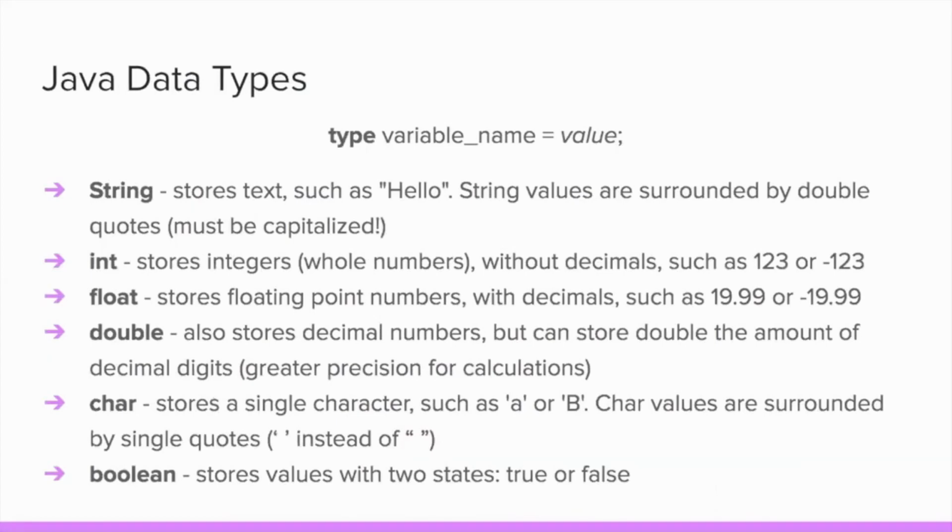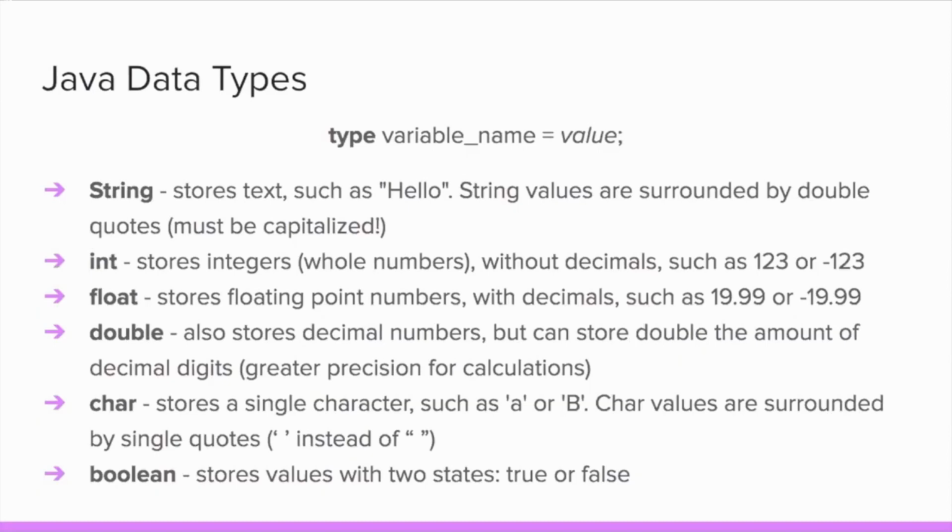In Java, we have data types, which indicate the type of variable. The way you create a variable in Java is to write the data type first, followed by the variable name, and a single equal sign that assigns the value to the variable.